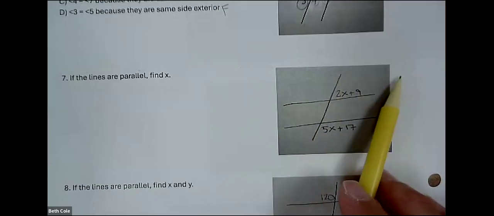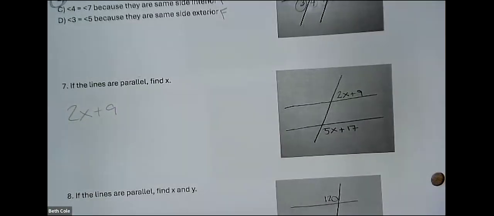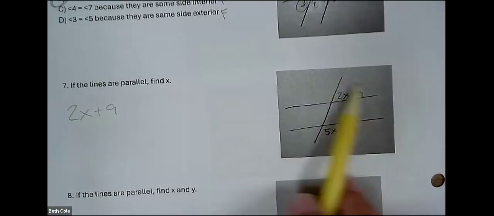Okay? This one I'm going to need the calculator for. We want to find x. Listen, you're either going to set them equal or they add up to 180. Those are the only options, okay? So looking at these two, do you see how they're on the same side? Okay, that means we're going to put 2x plus 9, and then what? They're on the same side.